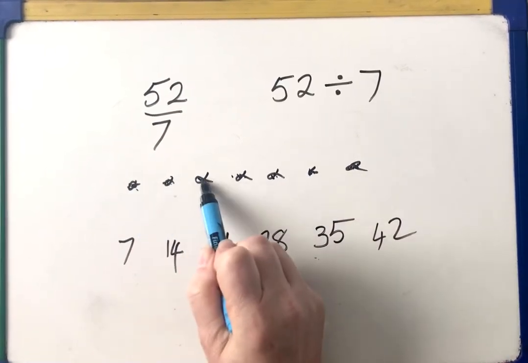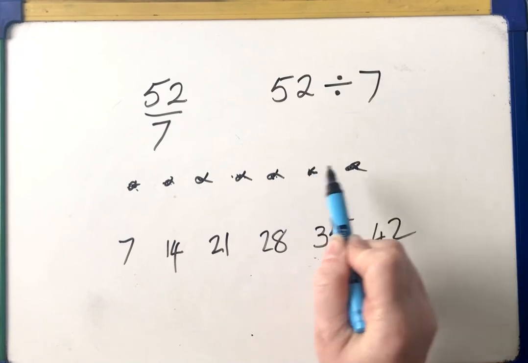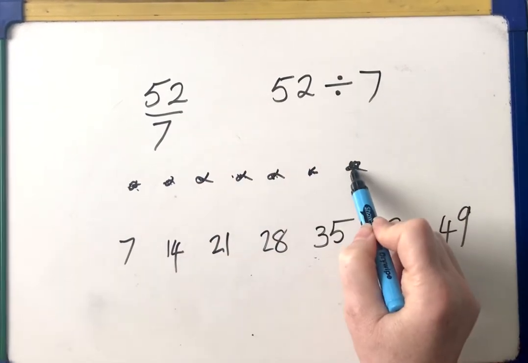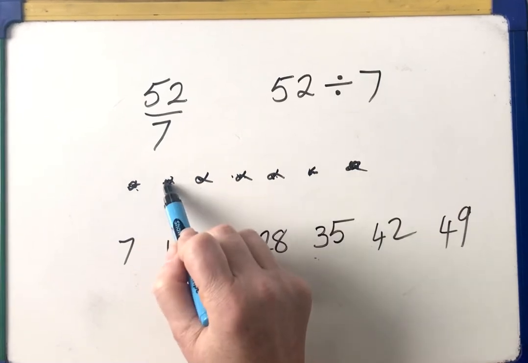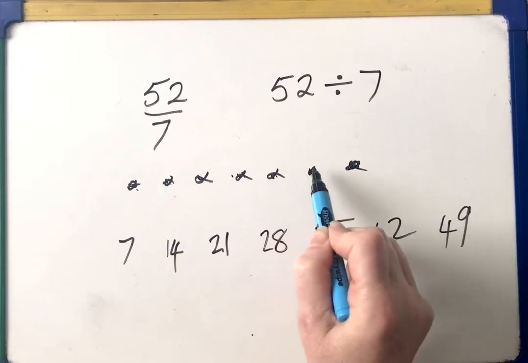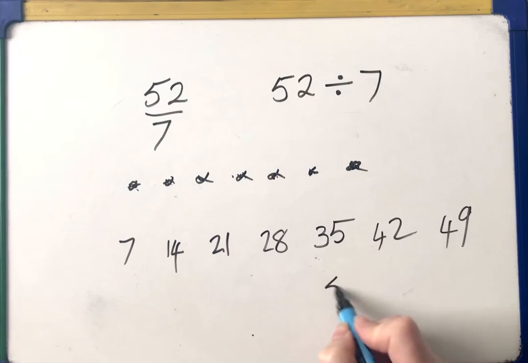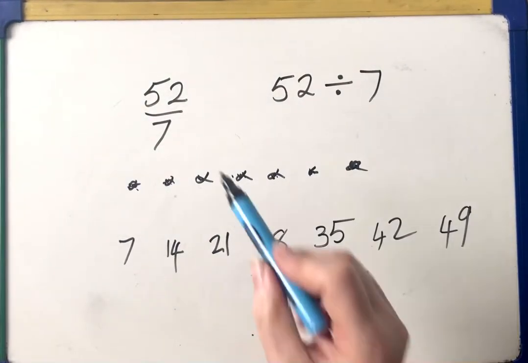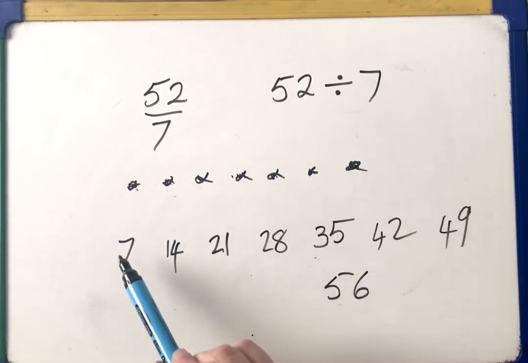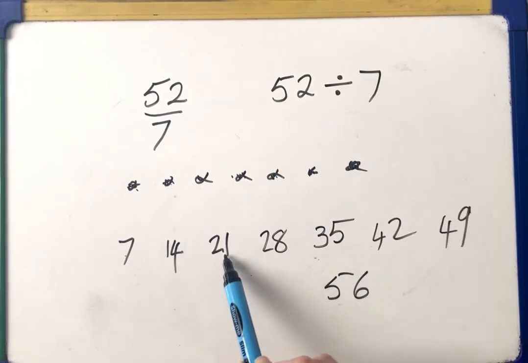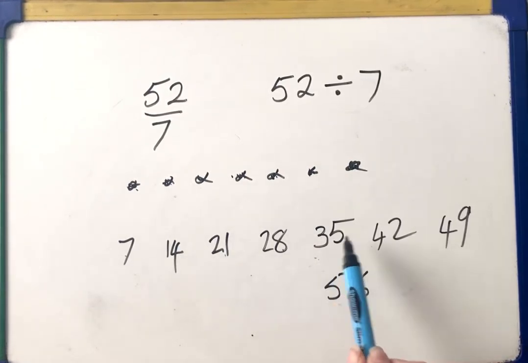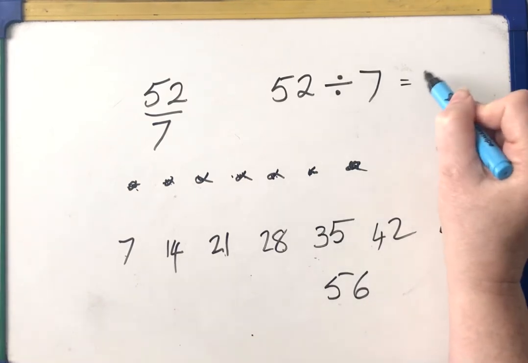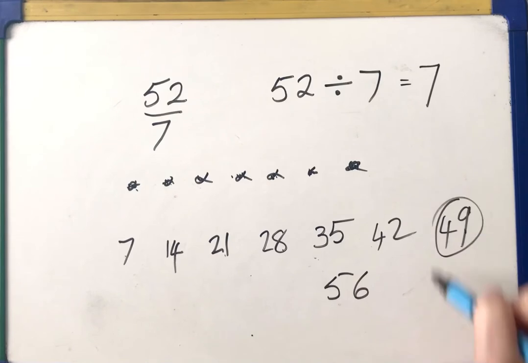43, 44, 45, 46, 47, 48, 49, getting close, 50, 51, 52, 53, 54, 55, 56. I can stop now because 56 is bigger than 52. So it goes in how many whole numbers? 1 7, 2 7s, 3 7s, 4 7s, 5 7s, 6 7s, 7 7s. So it goes in 7 whole times, which is 49.